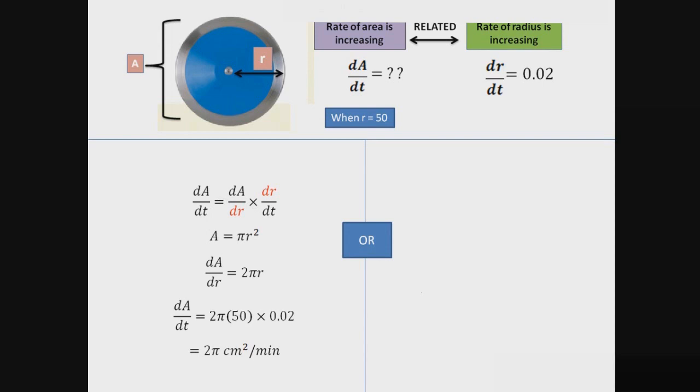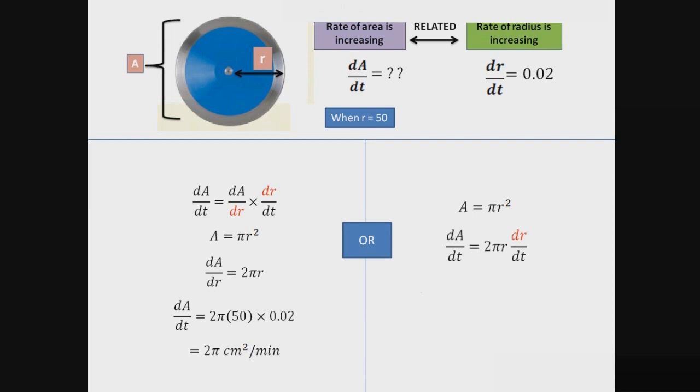Actually, there is another way to solve this, by using implicit differentiation. Now back to the main formula, which is A equal to pi r squared, the area of a circle. From here, we start the implicit differentiation. We need to differentiate both sides with respect to time.